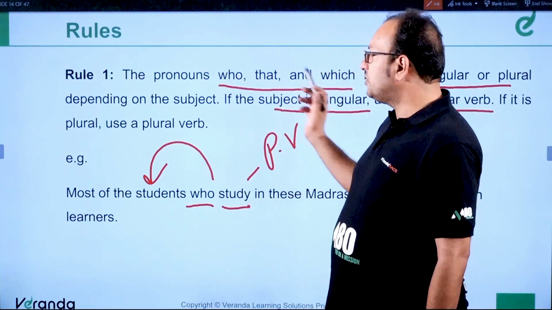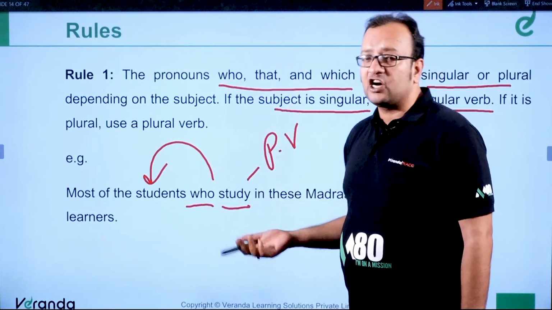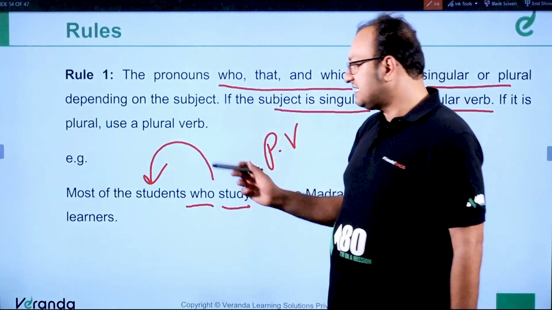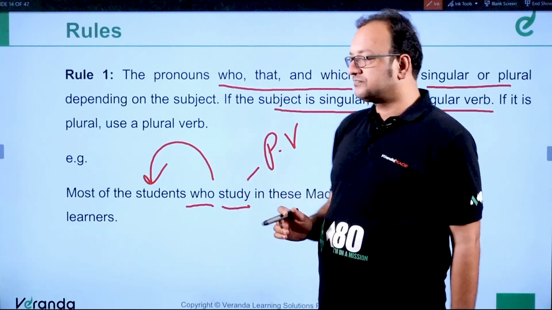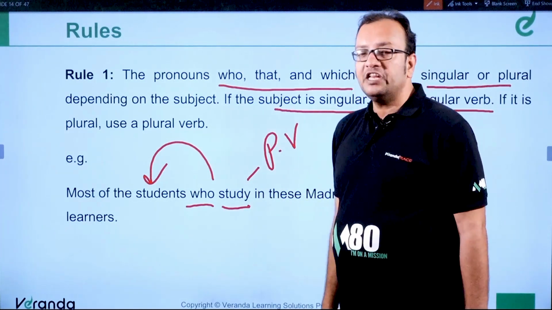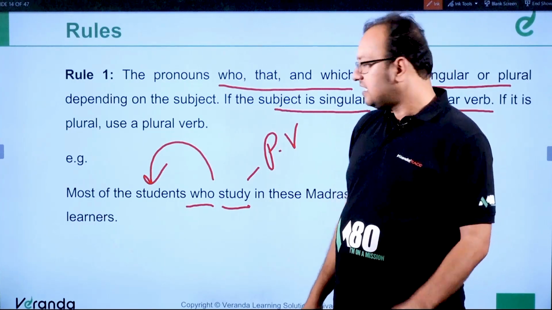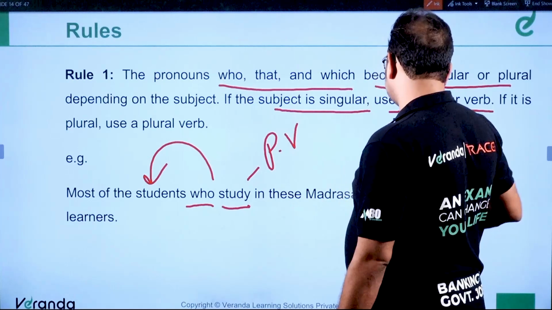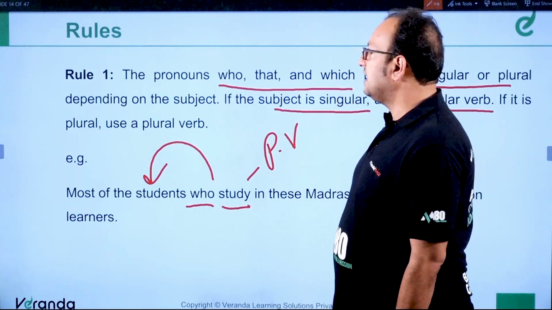So the relative pronoun who, which or that decides the verb after it according to its antecedent. The antecedent is students, which is plural. So the verb should be a plural verb. Most of the students who study, the only student who studies. Most of the students who study in these madrasas are first generation learners. Clear? Moving ahead.